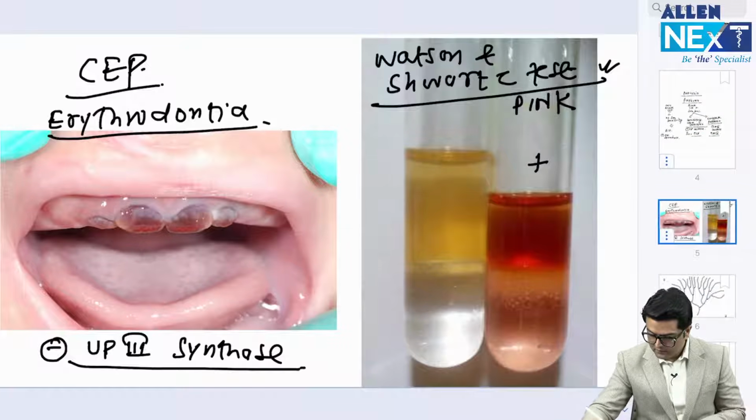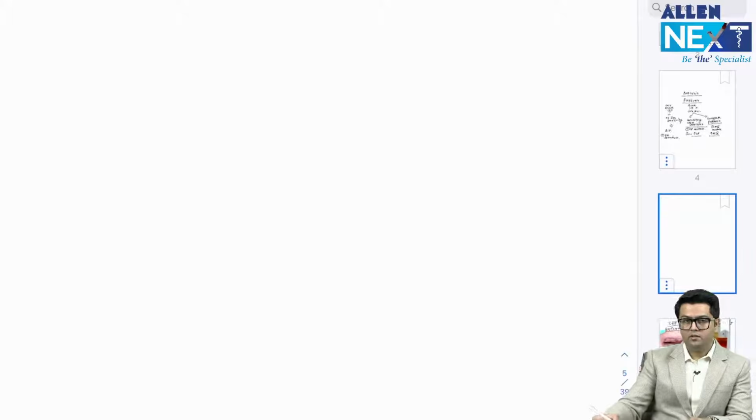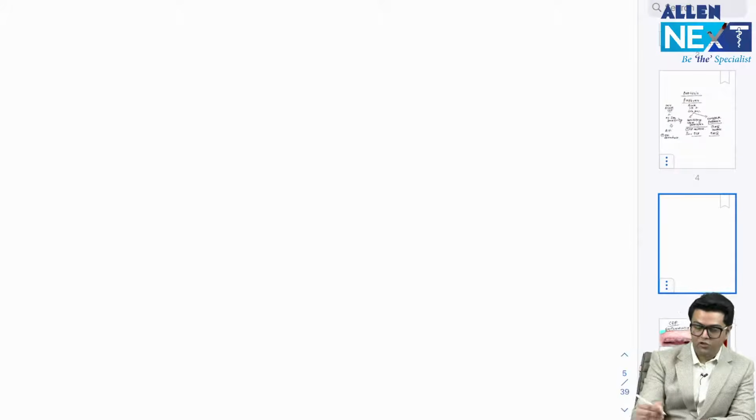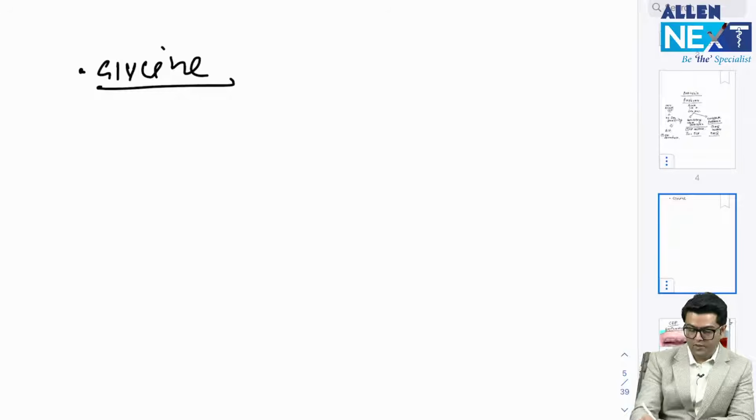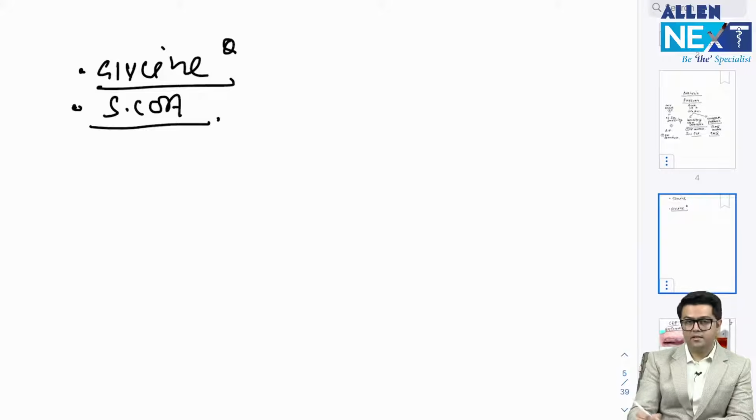Next point is, guys, just a few more points about the porphyrias that we should know. So some more points about this topic, that is heme synthesis. The amino acid that we need for heme synthesis is glycine. Glycine is the name of the amino acid that is required for heme synthesis. Succinyl coenzyme A is the intermediate of the Krebs cycle which is required for heme synthesis. Clear? What is the name of the vitamin which is required for heme synthesis?